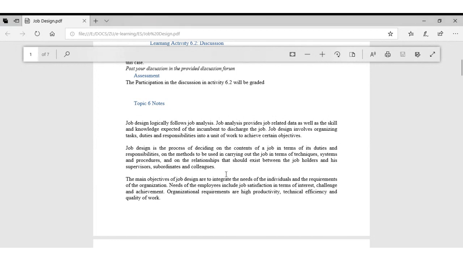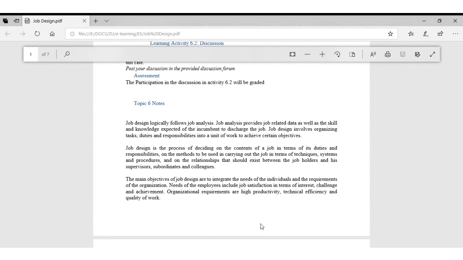So incumbent is the person who is holding that position. The person in charge of that position is the incumbent. So that is what we mean that job analysis provides job-related data as well as the skill and knowledge expected of the incumbent to discharge the job, the person discharging the duty, the person in charge of that office. That is the incumbent, the person currently performing the task. And job design here involves organizing tasks, duties, and responsibilities into a unit of work to achieve certain objectives. So there are certain objectives that you desire to achieve in this case.